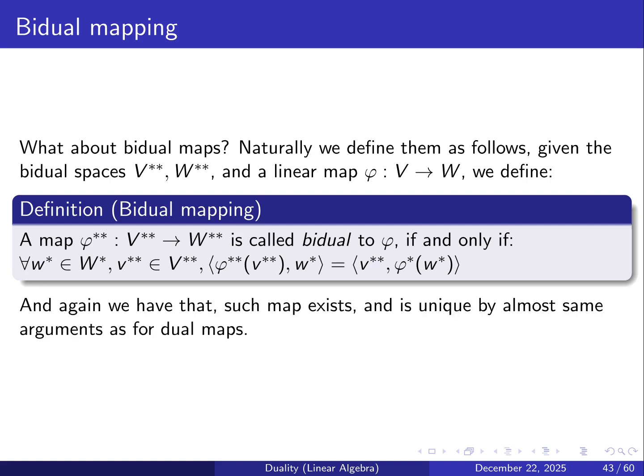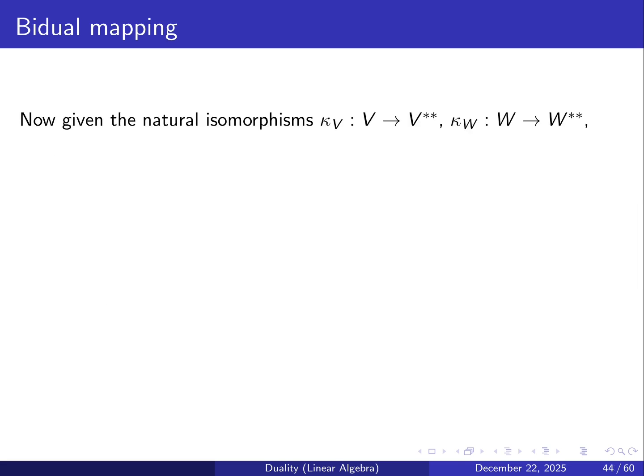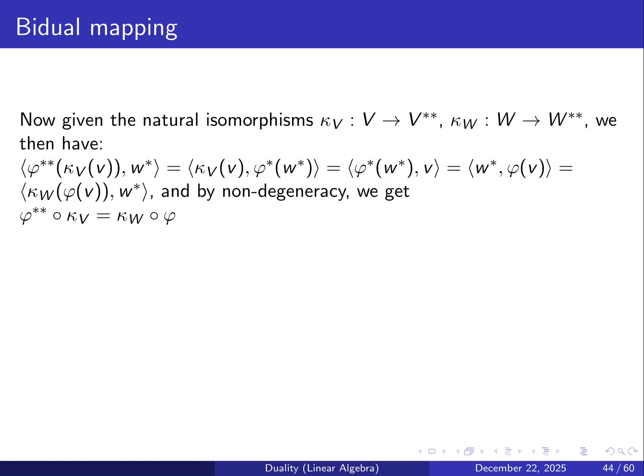And again, we have that such a map exists and it is unique by almost the same arguments as for dual maps. Now, given the natural isomorphisms kappa sub V from V to V double star and kappa sub W from W to W double star, we have phi double star of kappa sub V of V scalar product W star is equal to, by the definition of the bidual, kappa sub V of V scalar product phi star of W star, which is equal to, by definition of kappa sub V, phi star of W star scalar product V, which is by definition of the dual equal to W star scalar product phi of V, which is by definition of kappa sub W equal to kappa sub W of phi of V scalar product W star.